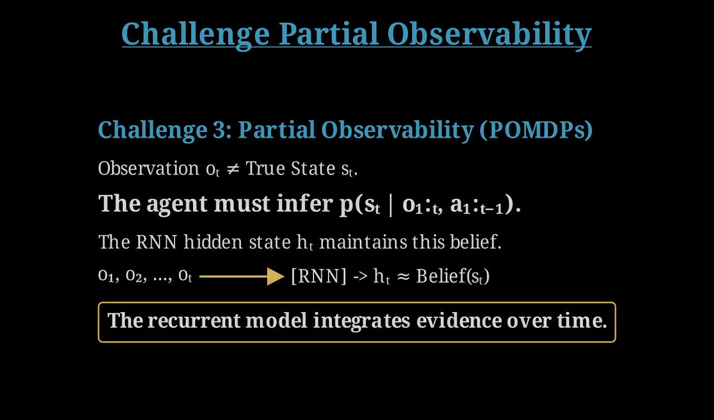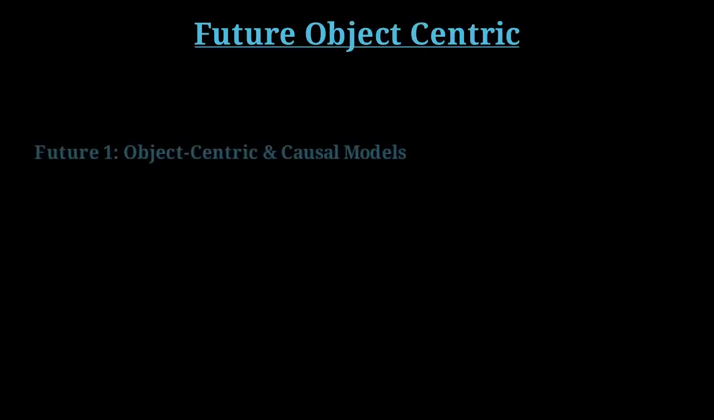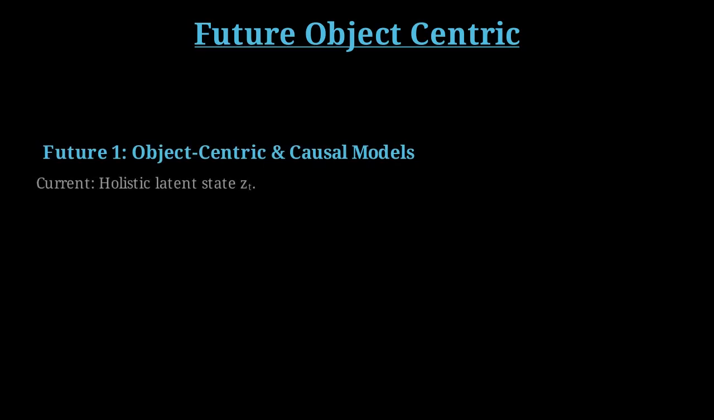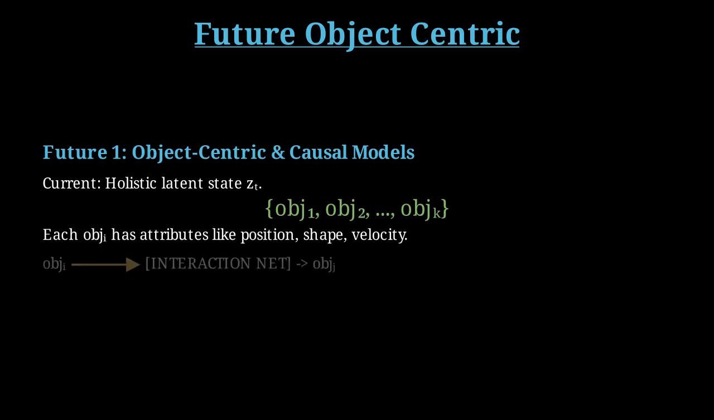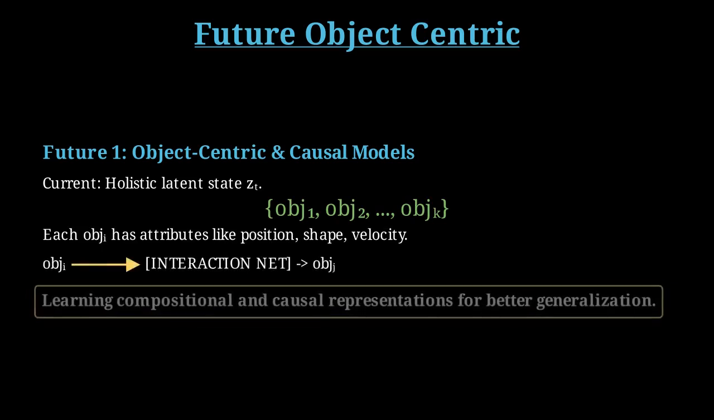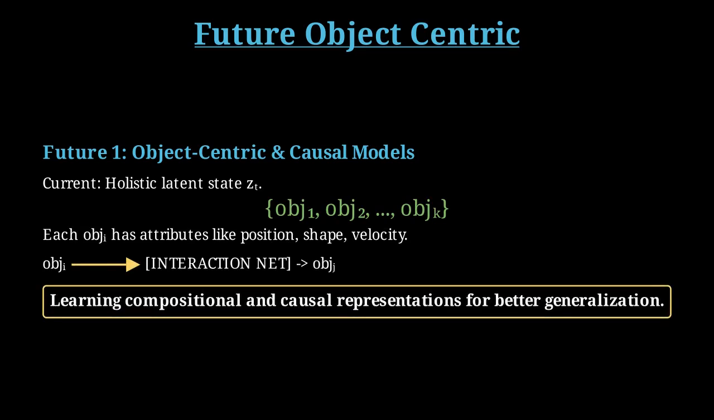A major frontier for world models is moving beyond unstructured latent spaces towards more interpretable and compositional representations. Object-centric learning aims to build world models that explicitly represent individual objects, their properties, and their interactions. Instead of a single latent vector z_t, the state would be a set of vectors, one for each object in the scene. Such models could generalize far better, as they could reason about novel combinations of familiar objects and understand the underlying causal physics of the world, rather than just memorizing pixel patterns.